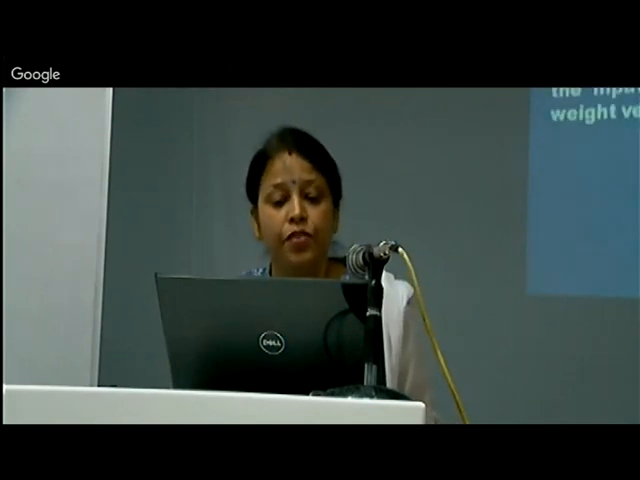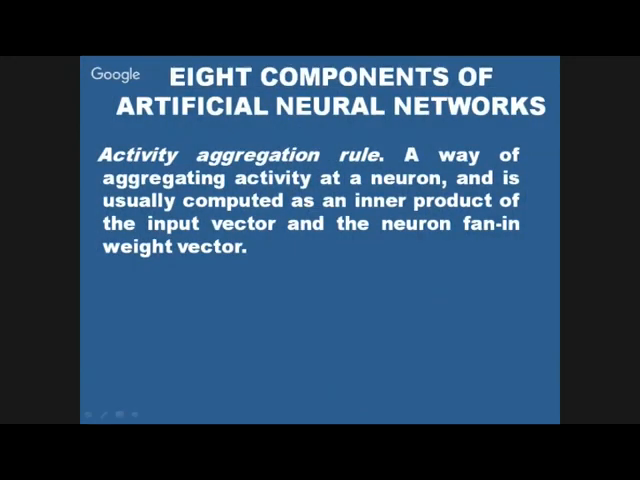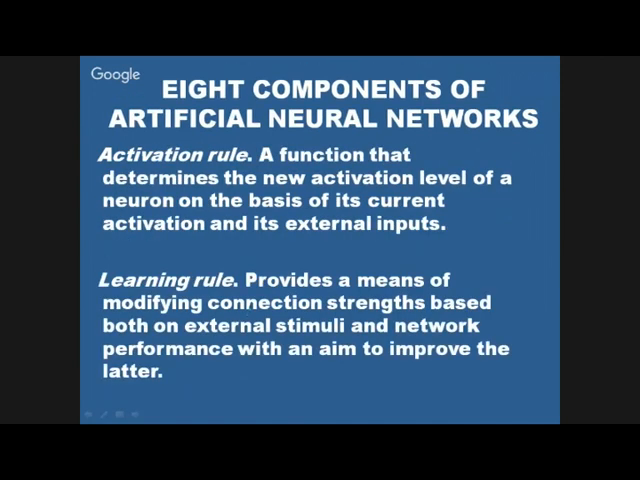Aggregation rule, as I have told, means all the weighted sums will be aggregated into a cell. After that, the activation function we apply will follow some rule, so that is the activation rule. And finally, the learning rule. There are a lot of learning rules that we will learn in the next session.